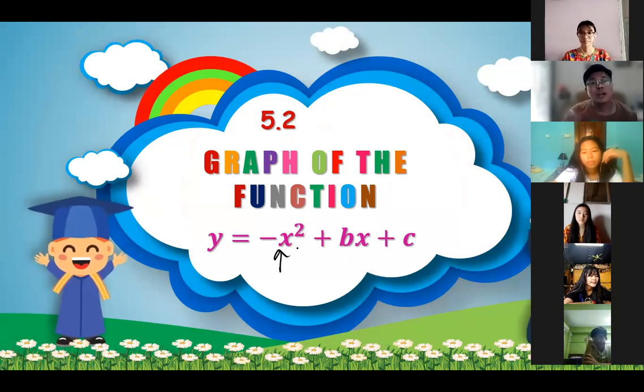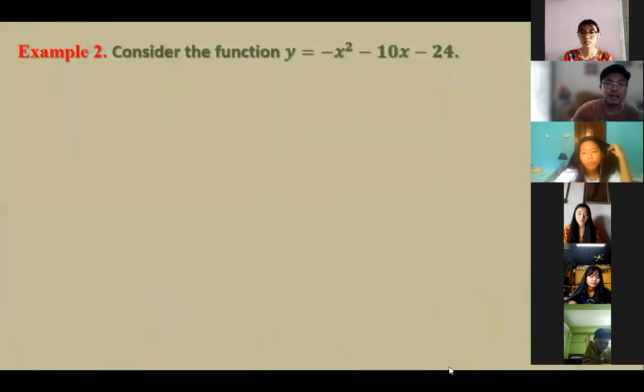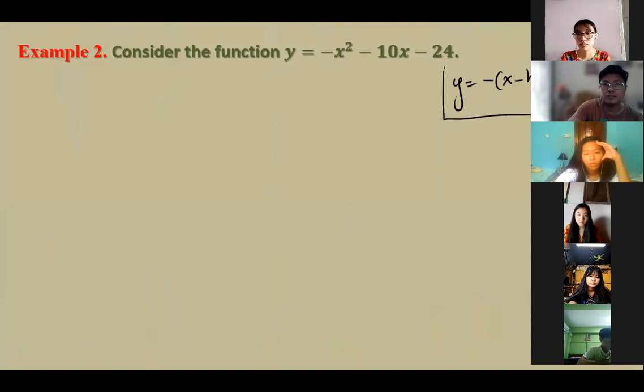Since the coefficient is negative, the graph opens down. Okay, opens down. So we start with y equal to minus a square minus 10a minus 24, and compare it to y equal to minus (x minus h) the whole square plus k.